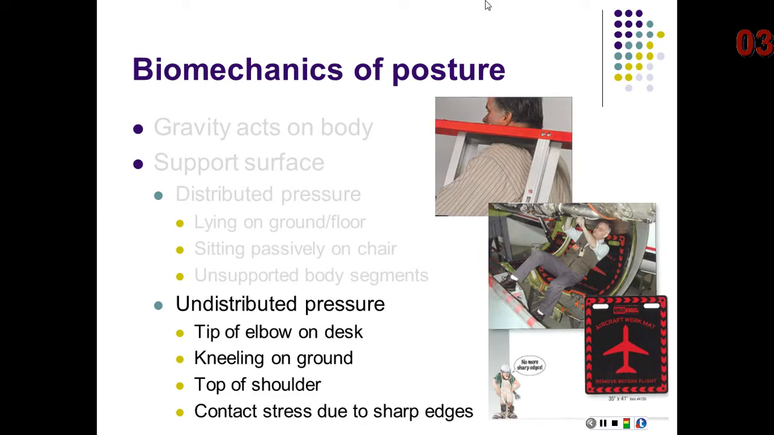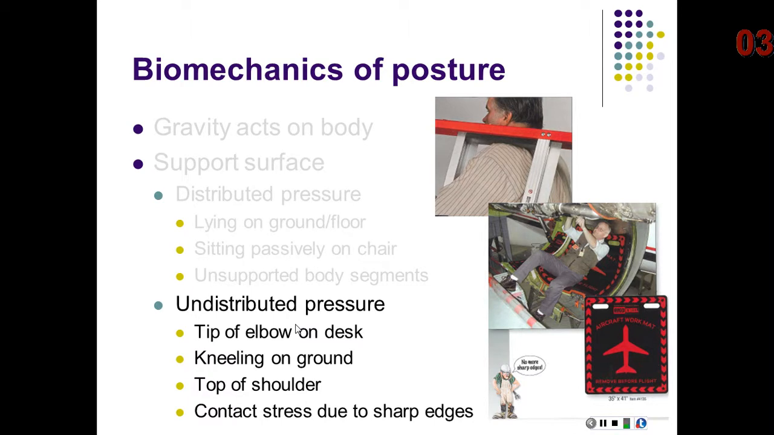In the other case, undistributed pressure, gravity can have an ill effect on the body. This is mainly due to contact stress in relation to your body parts coming into contact with a sharp edge or a sharp surface that pinpoints the effect of gravity. For example, my first case here, the tip of your elbow on your desk. If you're resting your elbow on your desk, we know that when you initially put it on, you can feel it. It's a little bit painful, you're aware.